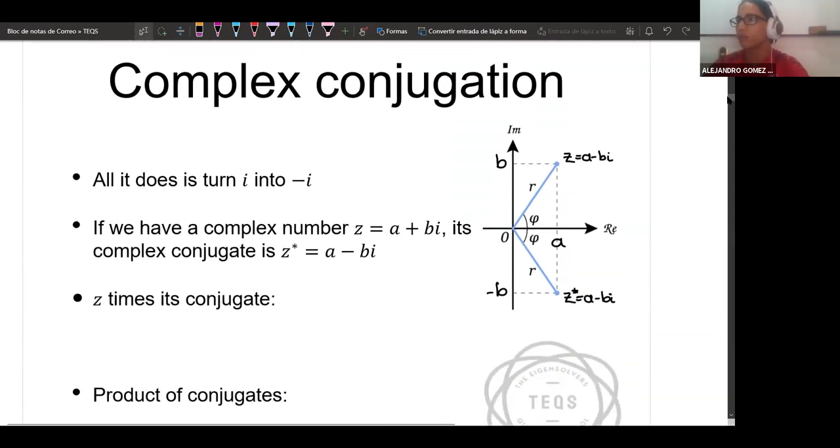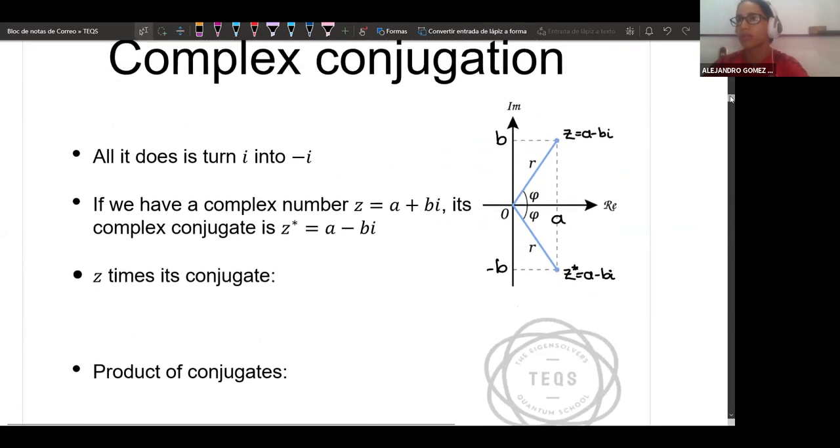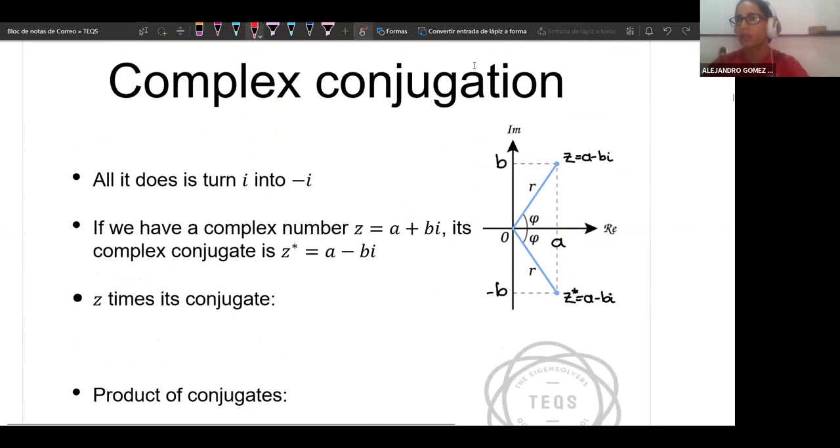And we have a new operation with complex numbers, which is called the complex conjugation. It's a new operation, and all it does is turn i, the imaginary unit, into minus i. It's going to rotate the complex number, or flip the imaginary part of the complex number. So let's say we have the complex plane, real axis, imaginary axis. We have our usual number z equals a plus bi. So the imaginary part is b.